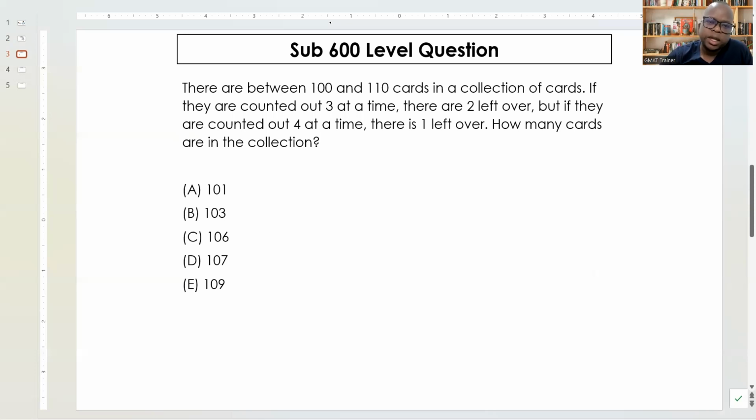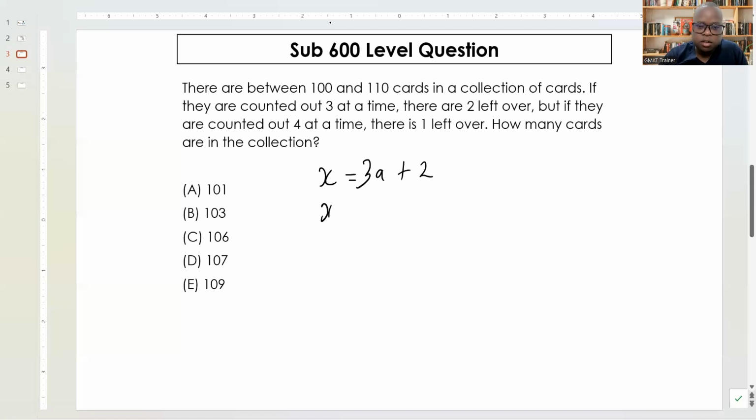So let's say this collection has X cards. This X is between 100 and 110. I don't know what value it is, but it's of the form: if you count them 3 at a time, 3A, you'll have a remainder of 2. So you'll have to add 2 to whatever you have left. So 3A, where A can be any value that will give you between 100 and, let's say, 108, yeah. So now if you add 2, you can get the number of cards, which is X.